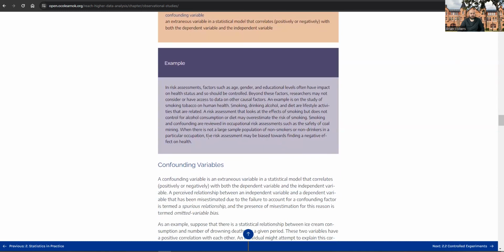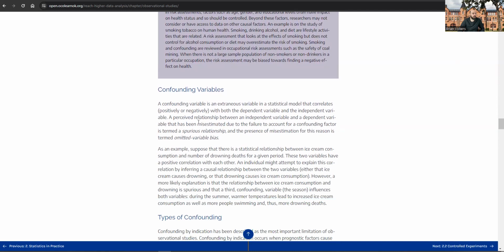And it's up to you to either eliminate that or determine what it is so that you can account for it in your testing. So basically you perceive a relationship between two variables, the independent and the dependent variable, but you completely misestimated that because you didn't account for that confounding variable. They also call that a spurious relationship between the additional variable.